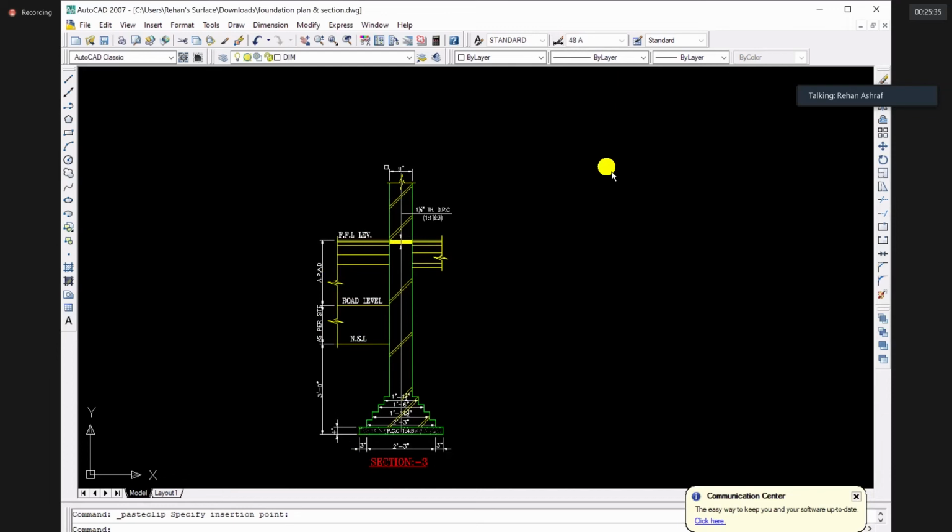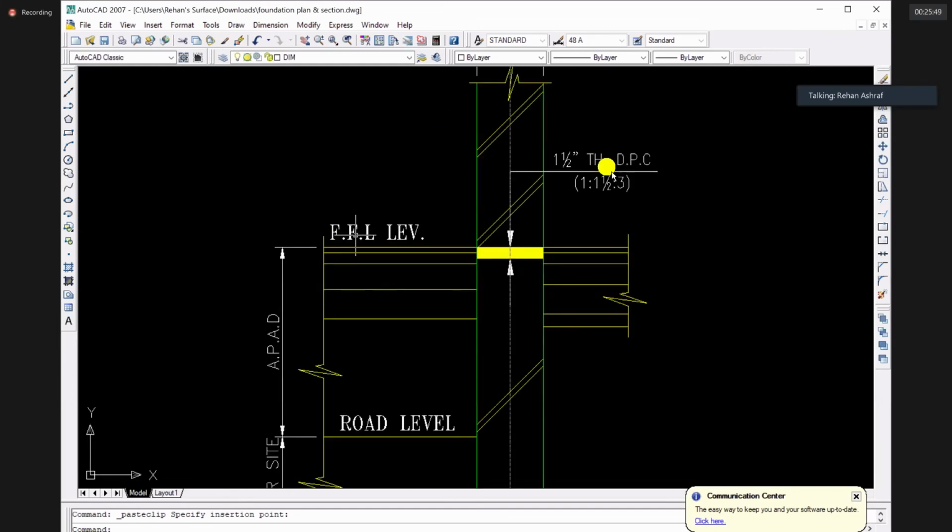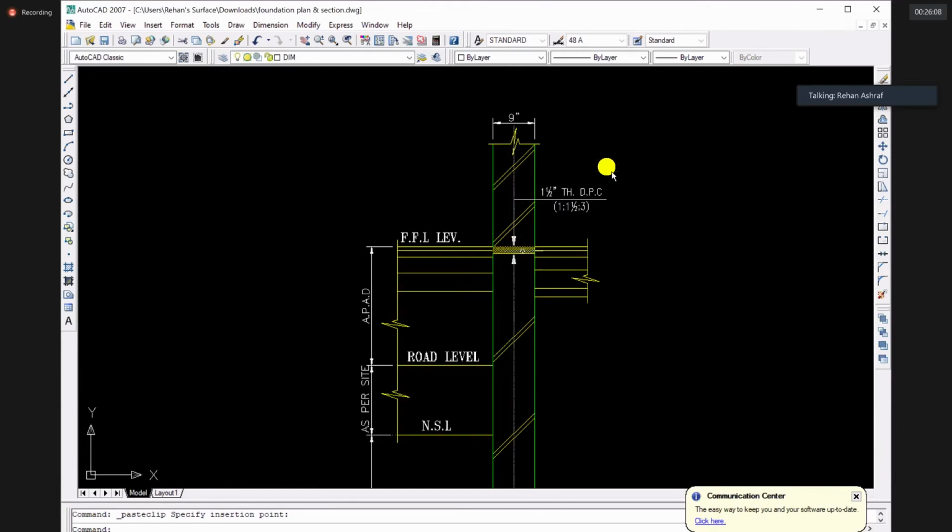normal load carrying wall, 9 inches wide. It can be also 13 and a half or 18 inches wide in some of the plans. For this wall, this is the ground finish floor level. FFL level means finished floor level. If you put a G before that, it would be ground finish floor level. Now, floor on both of the sides of this wall is at the same height, same level. So you would provide a single DPC layer, right?